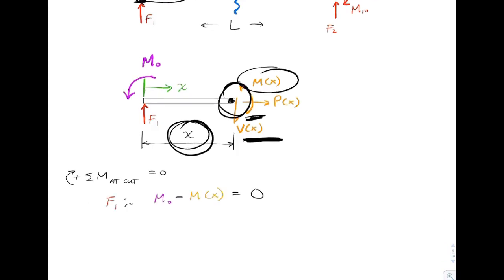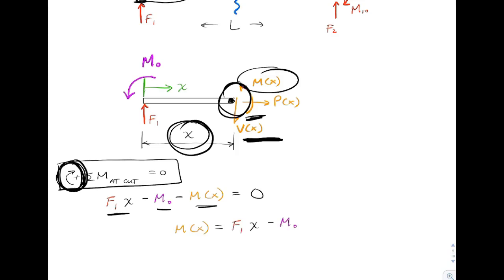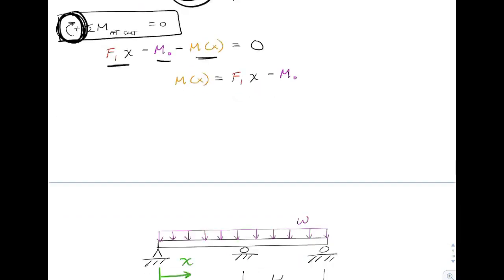This one's going to be a little clean, not too tough. All we have is F1 times x, and then the applied moment. Just keep track of the signs. There's my transformation sign convention. And so I get out of this an expression for m of x. That's the expression I'm going to end up putting into the beam equation.